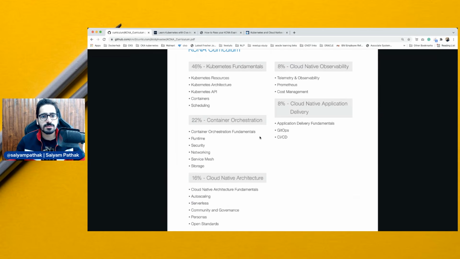So 46% is Kubernetes fundamentals. This exam, yes, focuses on Kubernetes, and you should know about Kubernetes. The basic building blocks of Kubernetes: what Kubernetes is, what the architecture of Kubernetes is, the components like the controller manager, cloud controller manager, scheduler, kubelet, kubeproxy. What do all these components do? How is the cloud controller manager helping at various levels? And how is the scheduler helping in scheduling the pods on the nodes? What is a pod then?